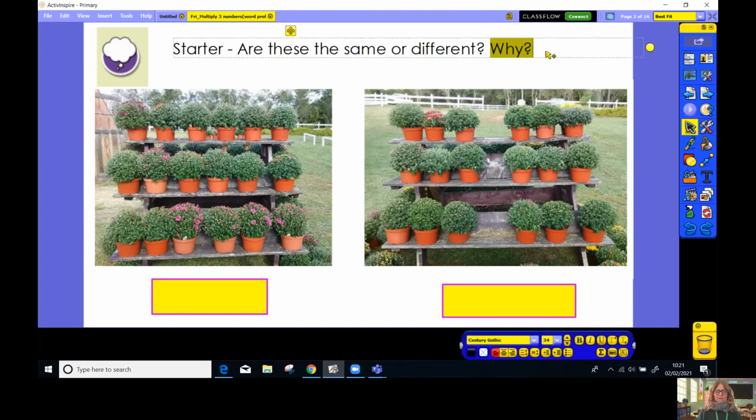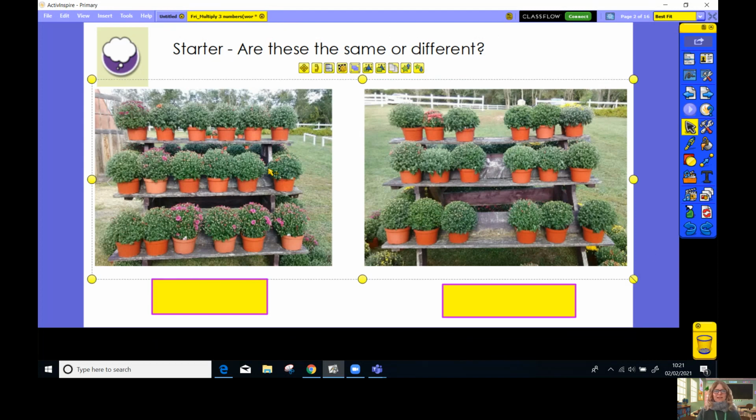I've got two pictures on the screen here, and I'd like you to notice what is the same and what is different about these two pictures. Now remember, this is a maths lesson, even though I'm showing you two photographs. So if I can ask you to pause the video now and to think of all the ways that they are the same and that they are different.